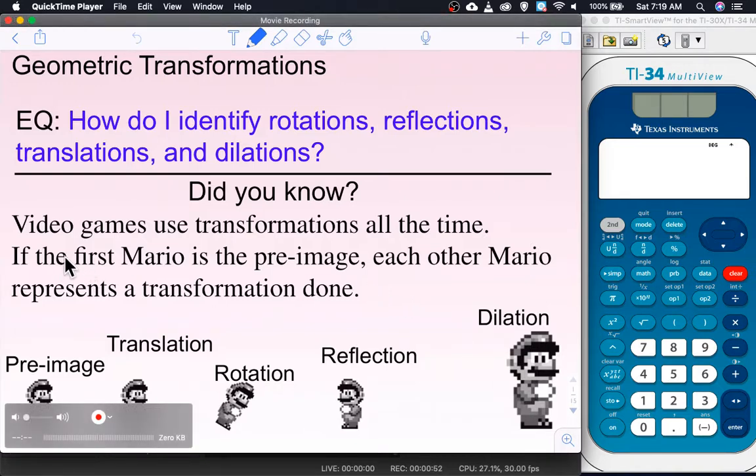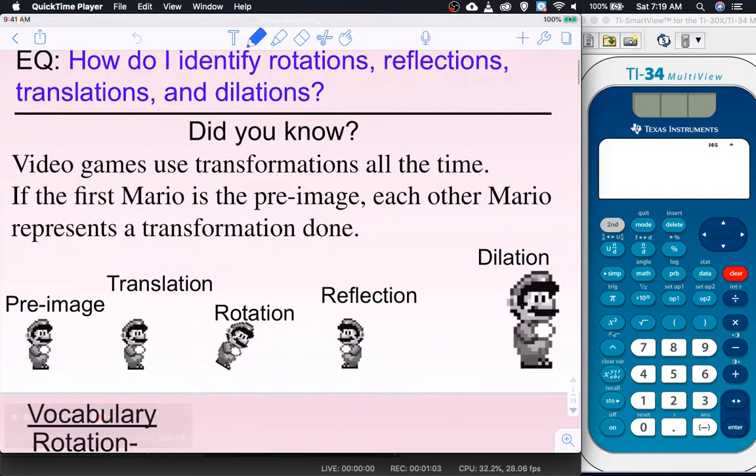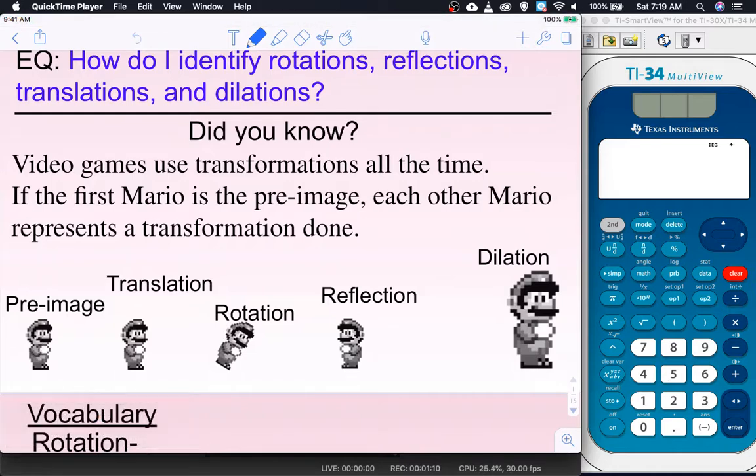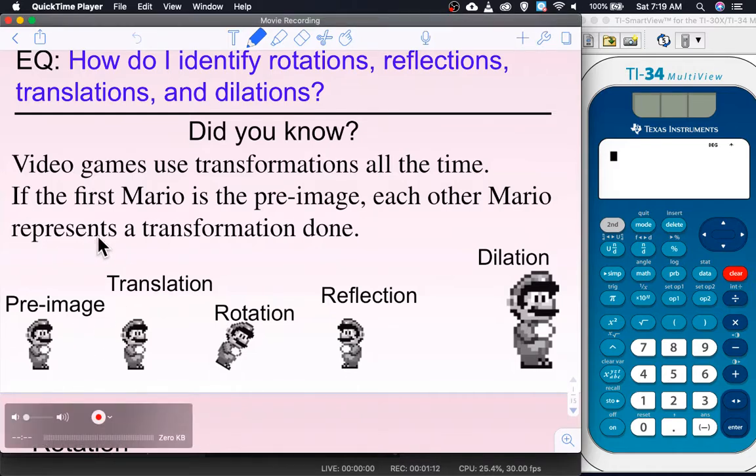Did you know that video games used to use transformations all the time? In the first Mario, if I scroll down just a little bit, there we go. If this very first Mario is the pre-image, another one of our vocabulary words, each other Mario represents a transformation done. To make Mario move, they would literally just take this one and move it over here. That's a translation.